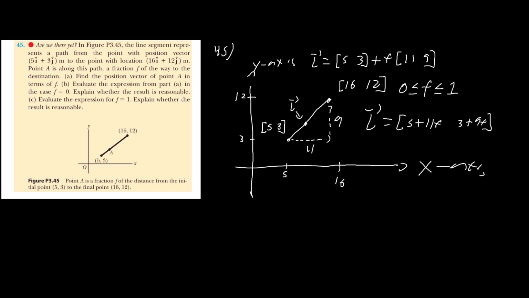That's all it takes. If f is 0, you have 5 and 3, and if f is 1, you have 5 plus 11, which is 16, and 3 plus 9, which is 12. You're adding a new direction to get to that endpoint right there. I hope this is pretty straightforward for you guys. Find the position vector of A in terms of f. I think I'm done. I think that's it.